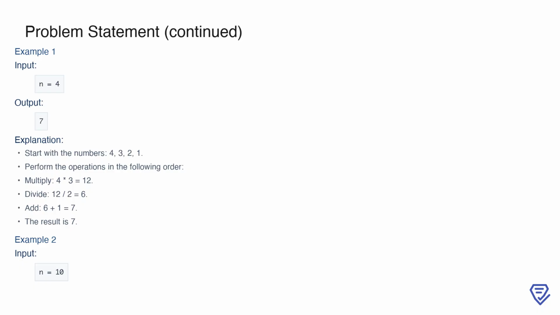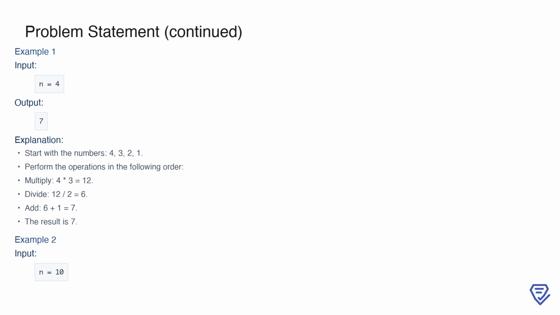Let's look at an example to better understand the process. Suppose the input n is 4. We start with the numbers 4, 3, 2, and 1. First, we multiply 4 by 3, which gives us 12. Then, we divide 12 by 2, resulting in 6. Next, we add 1 to 6, arriving at a final result of 7. Therefore, the output for n equal to 4 is 7.